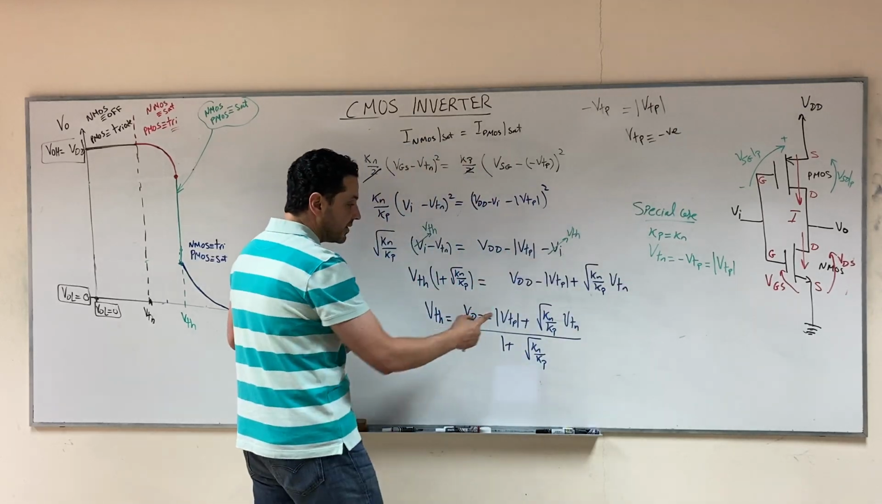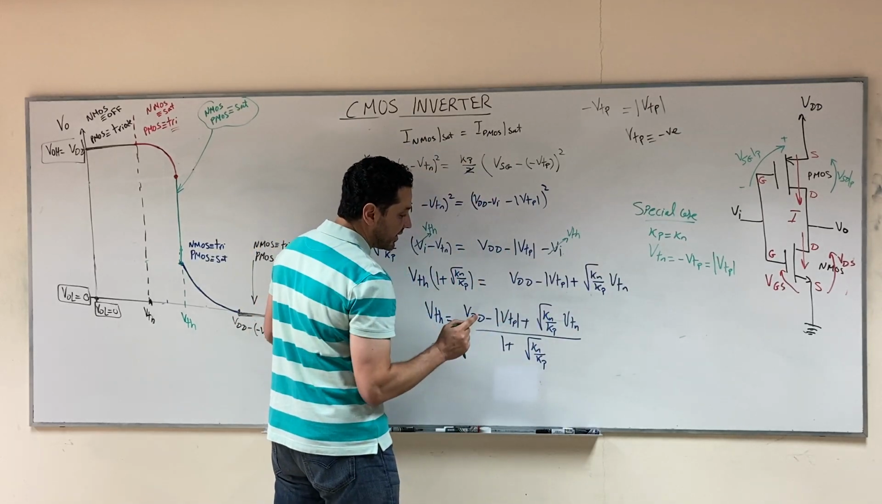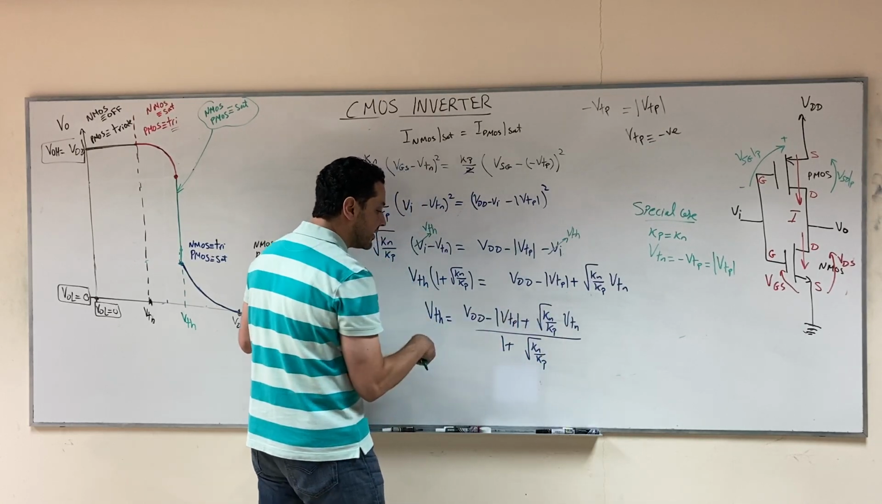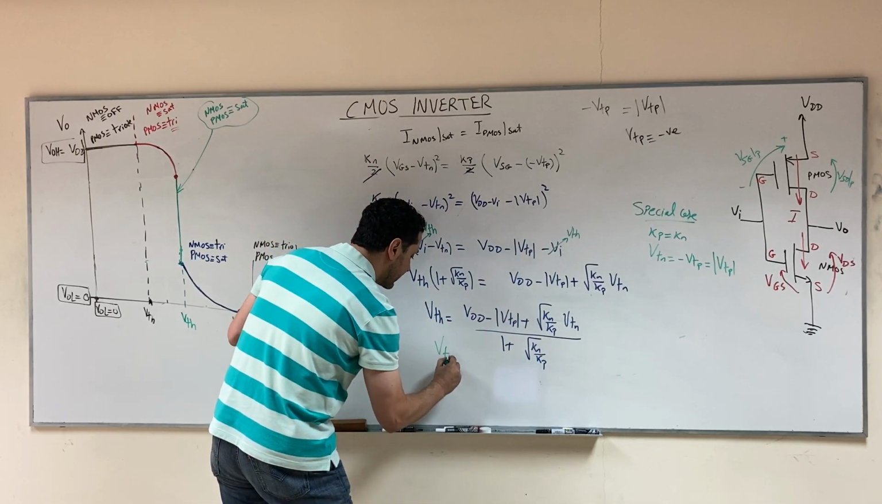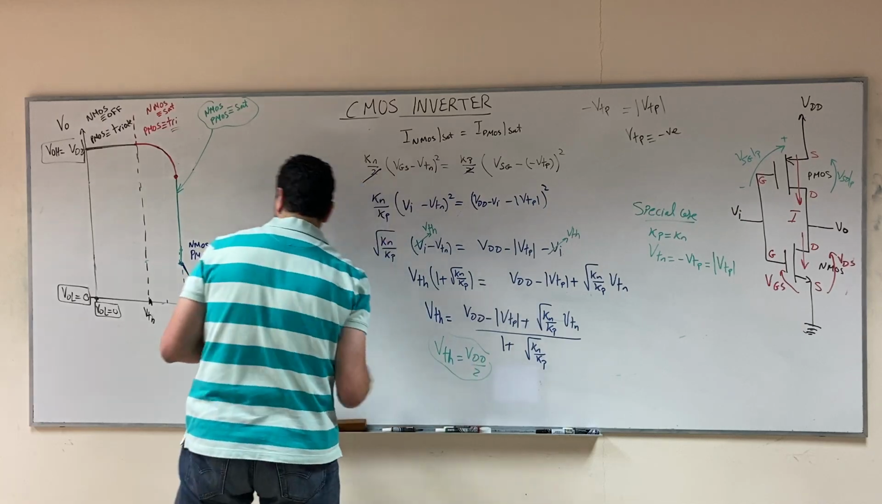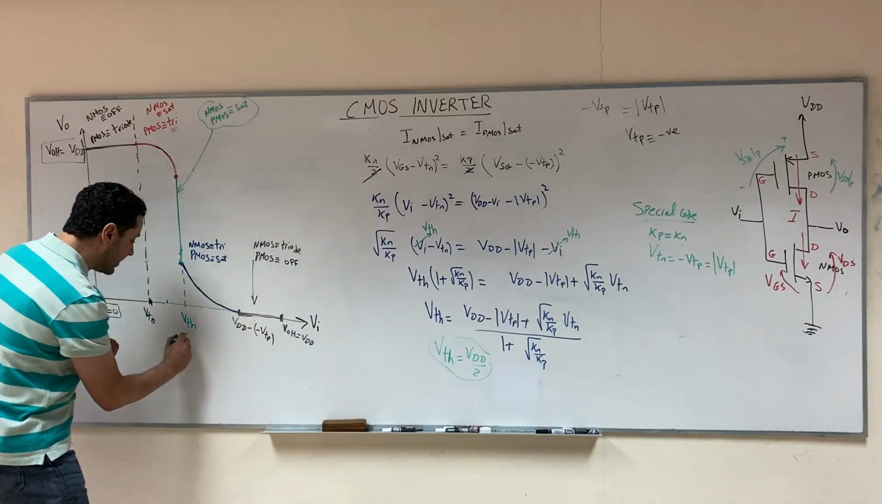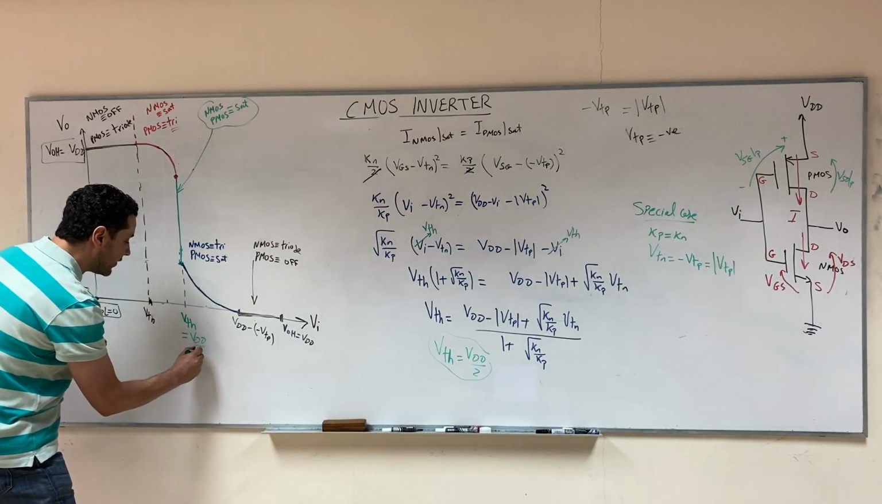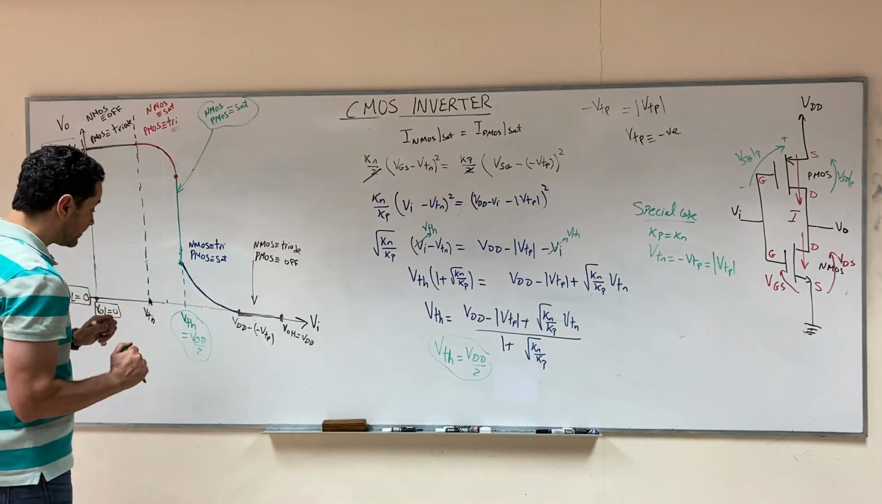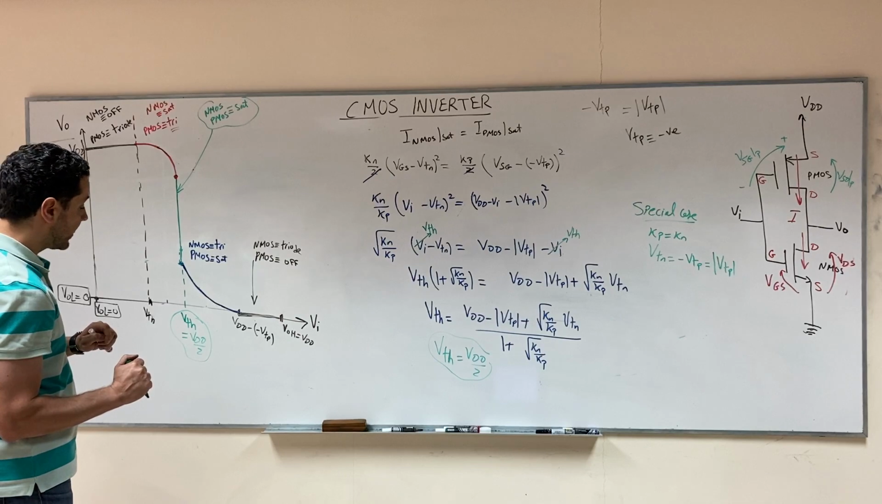Then square root of Kn over Kp will be 1, right? And Vtn minus Vtp will cancel together, and in this special case, Vth will be Vdd over 2, which means that it will be exactly in the middle of the curve. So this is the point Vth.